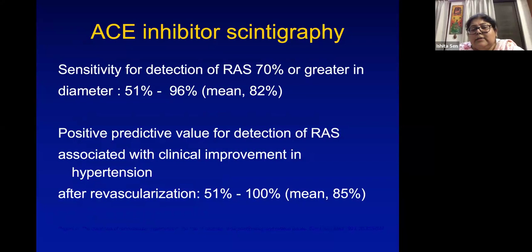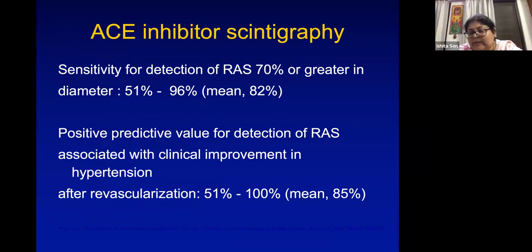So the sensitivity for detecting renal artery stenosis of more than 70% diameter is about 51 to 96%. The mean is 82%, which is rather dismal.